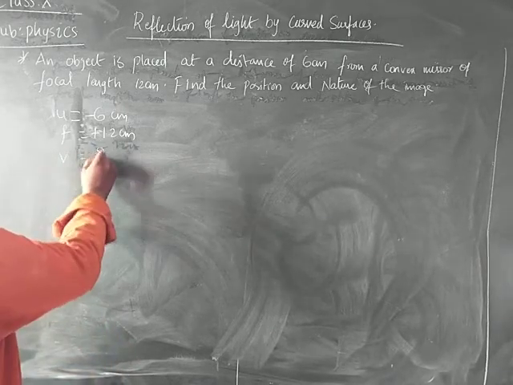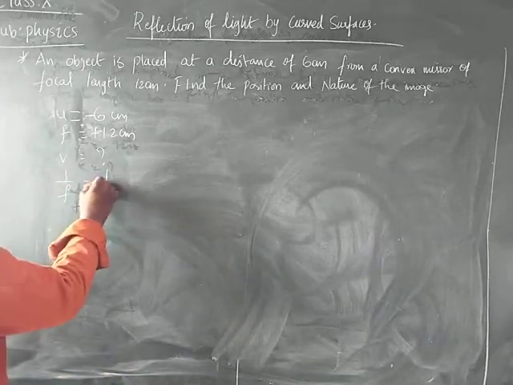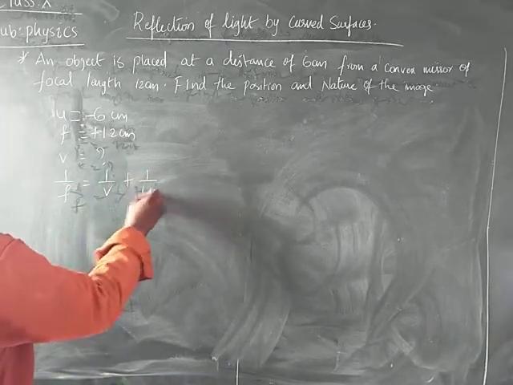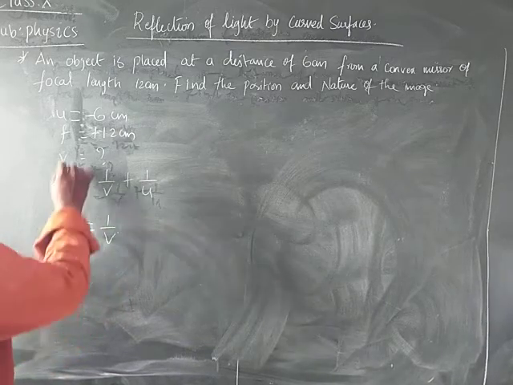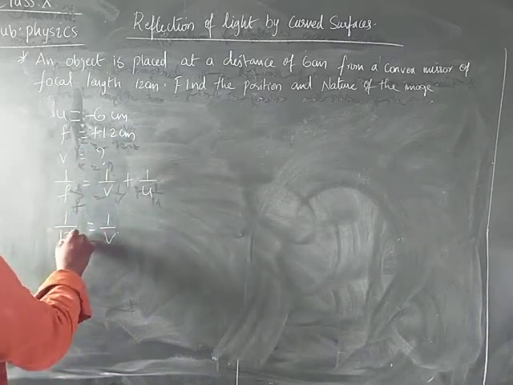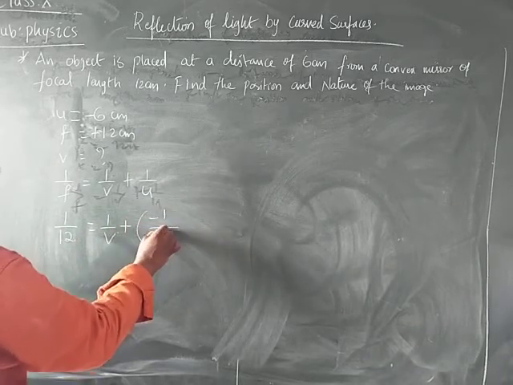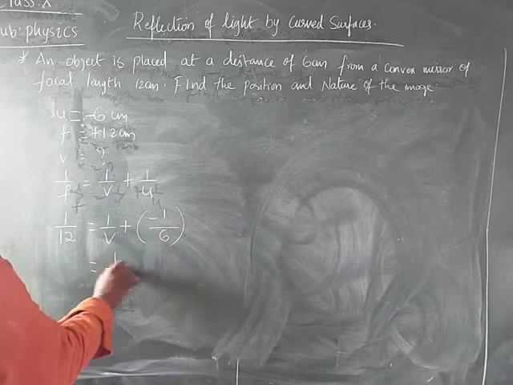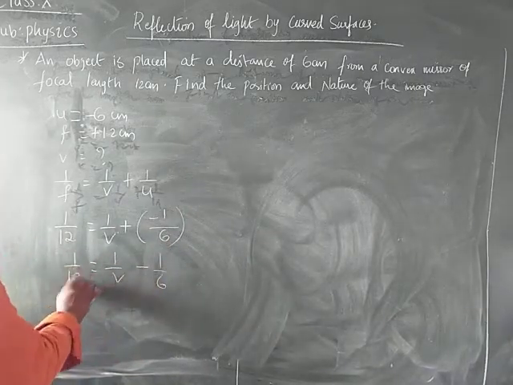Here he is asking to find out the position, meaning v, how much? 1 by f is equal to 1 by v plus 1 by u. Here 1 by v we don't know. We should find 1 by v. 1 by 12 is equal to 1 by v plus of minus 1 by 6. Therefore we get 1 by v minus 1 by 6 is equal to 1 by 12.